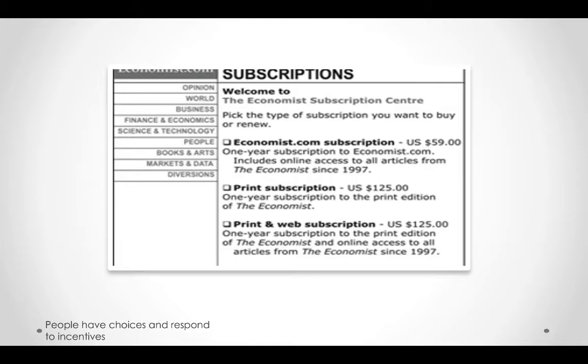What you see in front of you is an actual subscription. This is taken from Dan Ariely. It's an actual subscription to The Economist. This is how it was presented online. So you see three choices: a 1-year subscription to theeconomist.com, online access for $59, the print subscription for $125, and together print and web subscription for $125, which includes the online and print.